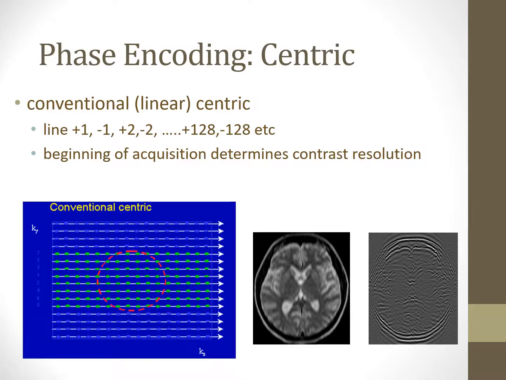Another method of K-space filling, again we're talking about our phase encoding, is centric. Centric is also our conventional or linear method that we've learned from the very beginning. We basically are going to scan a line in positive then a line in negative until we reach our 128 in this particular example. So it would be +1, -1, +2, -2, all the way to +128, -128. The beginning of the acquisition is going to determine the contrast resolution of that particular exam.